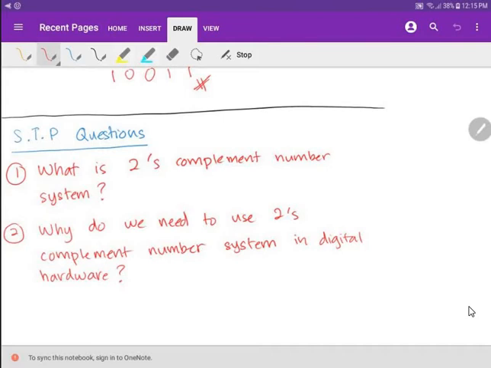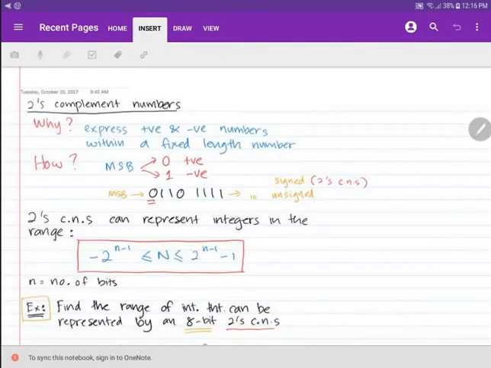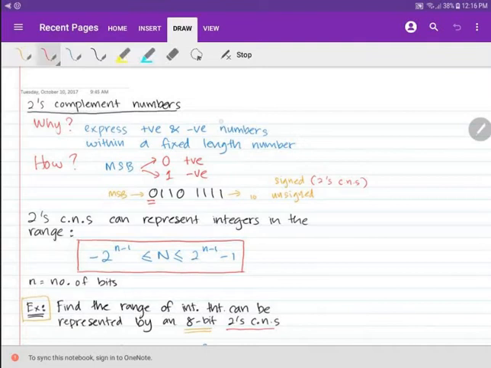So did you all find the answer? Okay, so why do we actually need the 2's complement number? What is the answer? You all can talk to me. So why do we need it? The reason is we want to express positive and negative numbers within a fixed length number.